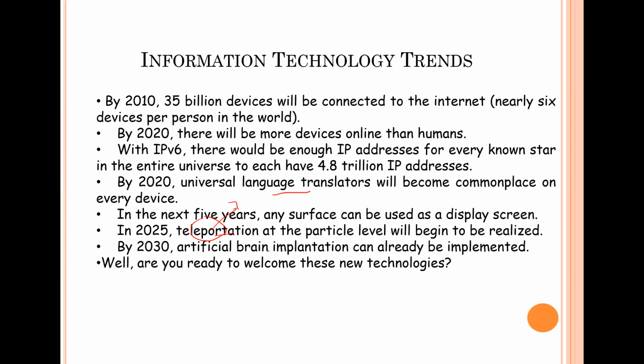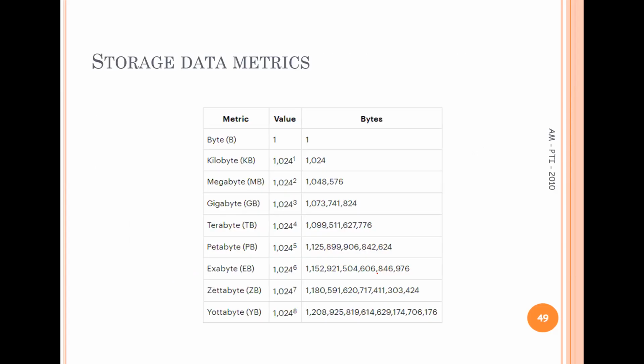And then artificial brain implantation, yeah, there's also a lot of technology that has evolved right now. This technology is helping humans to work faster, perform better, and everything to improve productivity.